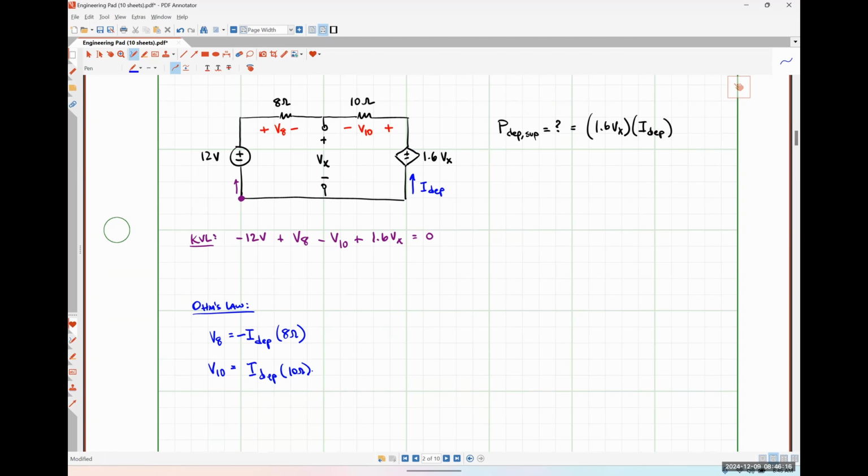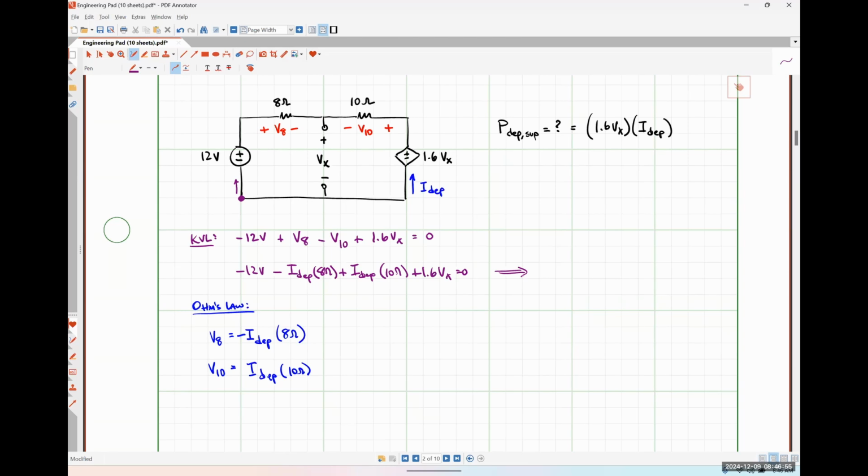So if we substitute those two quantities into our KVL expression, let's just do that right here. We would have negative 12 volts minus I dependent times 8 ohms plus I dependent times 10 ohms plus 1.6 Vx is equal to 0. And we can clean this up a little bit more just by lumping those I dependent terms together. I'm going to move the constant term to the other side of the equal sign as well, okay?